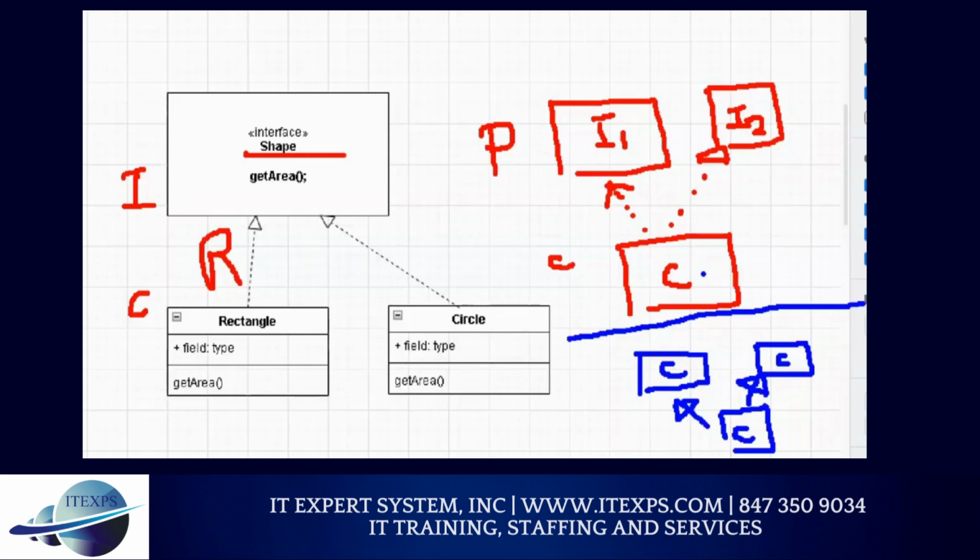Make sense? Can an interface implement another interface? The answer is yes. Can an interface implement many other interfaces? The answer is yes. Make sense? Can a class implement many interfaces? The answer is yes. But a class cannot have multiple parents.